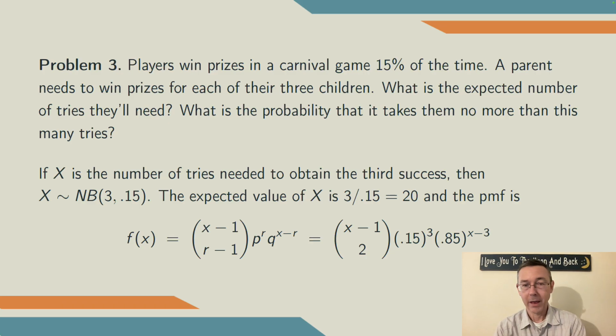So we're in a situation where we have to have r successes and x minus r failures if it's taken us x tries total. So for any particular ordering of the successes and failures, the probability is p to the r times q to the x minus r. The x minus 1 choose r minus 1 is the number of ways those successes and failures can be ordered. Because the last trial has to be a success, you have to have the other r minus 1 successes in the first x minus 1 trials. The second part of this equality here is just plugging in r equals 3, p equals 0.15, and q equals 0.85 into that formula.